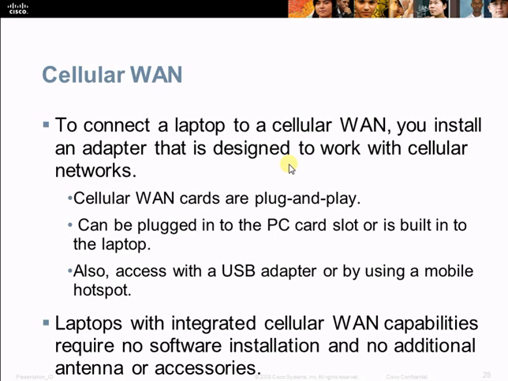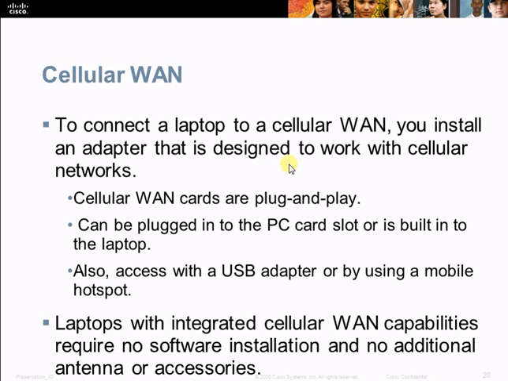So the cellular WAN is what we think of with our cell phones, our mobile devices. It allows our laptops to connect to a network. Usually they're cards given to us by our carrier. They can usually connect via USB adapters. In the past it was PC card slots, but today most are USB adapters.